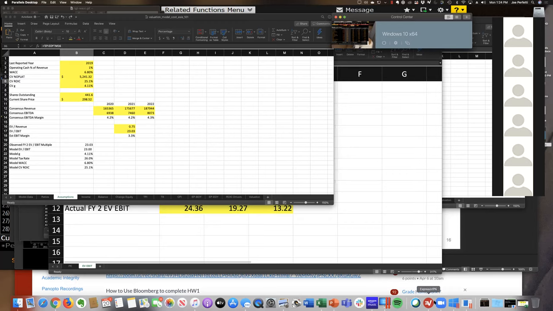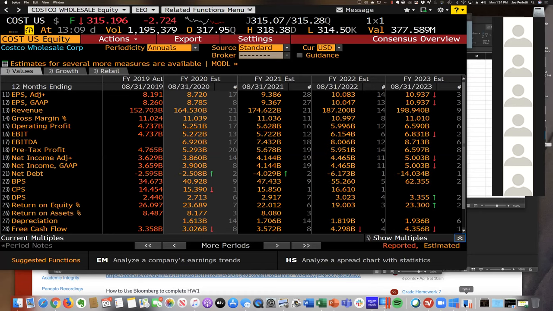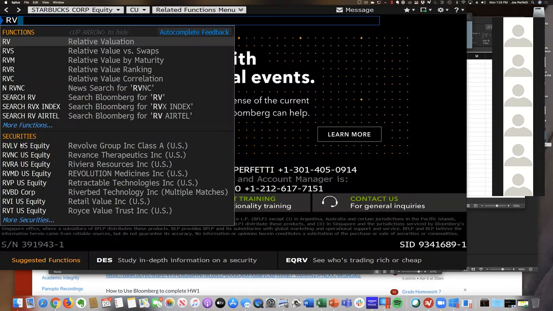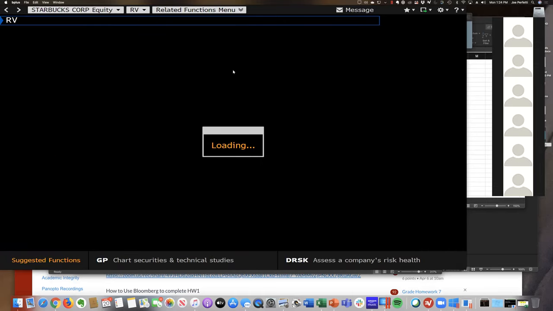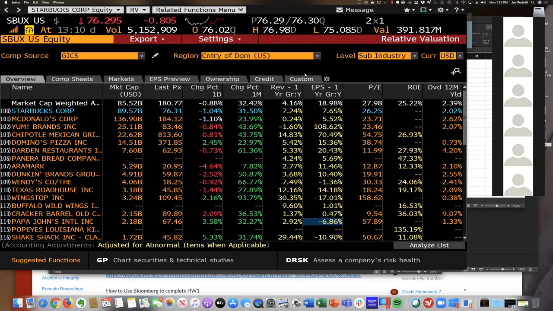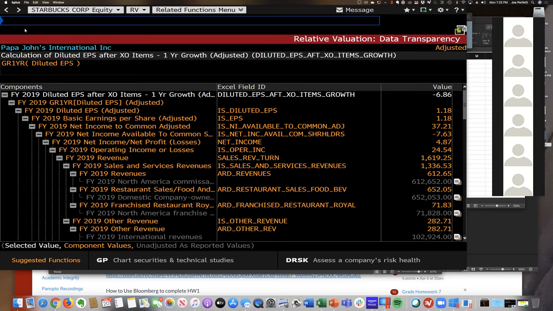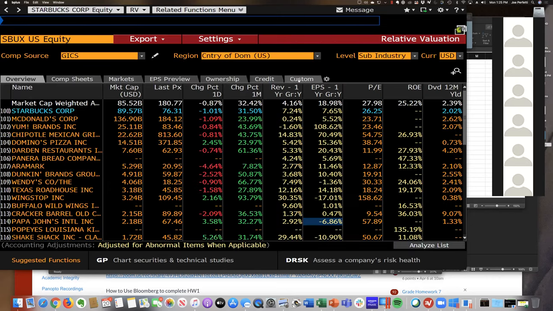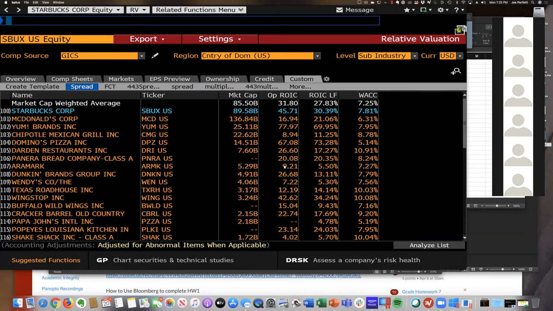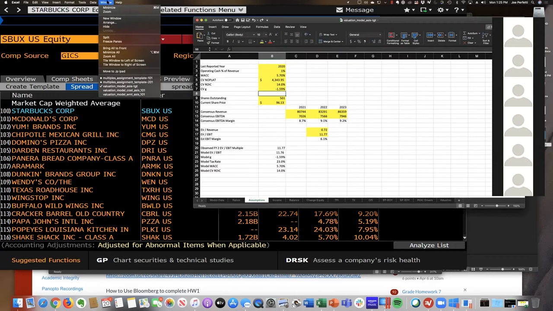If we go back to Bloomberg and I go to, I'll use Starbucks as an example, it's your homework. And we go to RV and we go to custom. And we look at our spread template from earlier in the semester. Sitting in our spread template is a calculated operating ROIC. We can use this as a proxy for the ROICs in our multiple model.